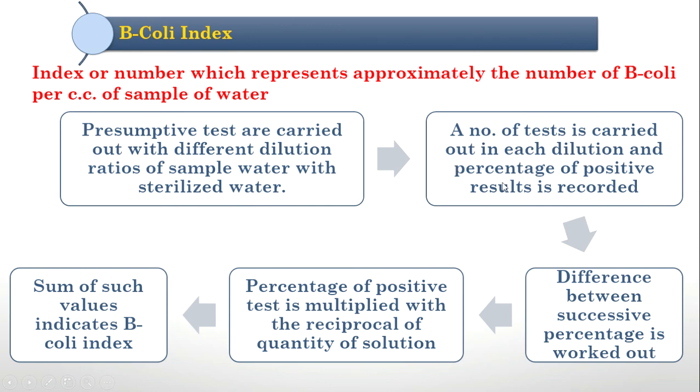So we will calculate the percentage of positive results. If we are taking one dilution of sample and conducting 100 tests using the same sample, out of that 100, 50 are positive and 50 are negative. So the percentage of positive result is 50%. Half of that is positive. Now we will take the difference between the successive positive percentages. So we will see it using a calculation.